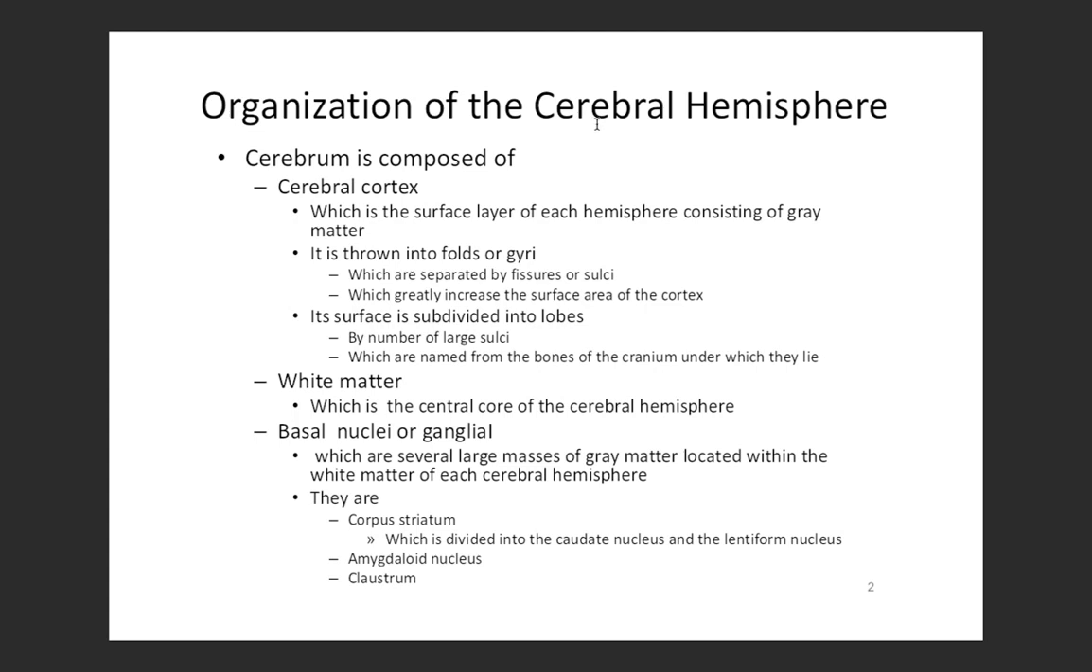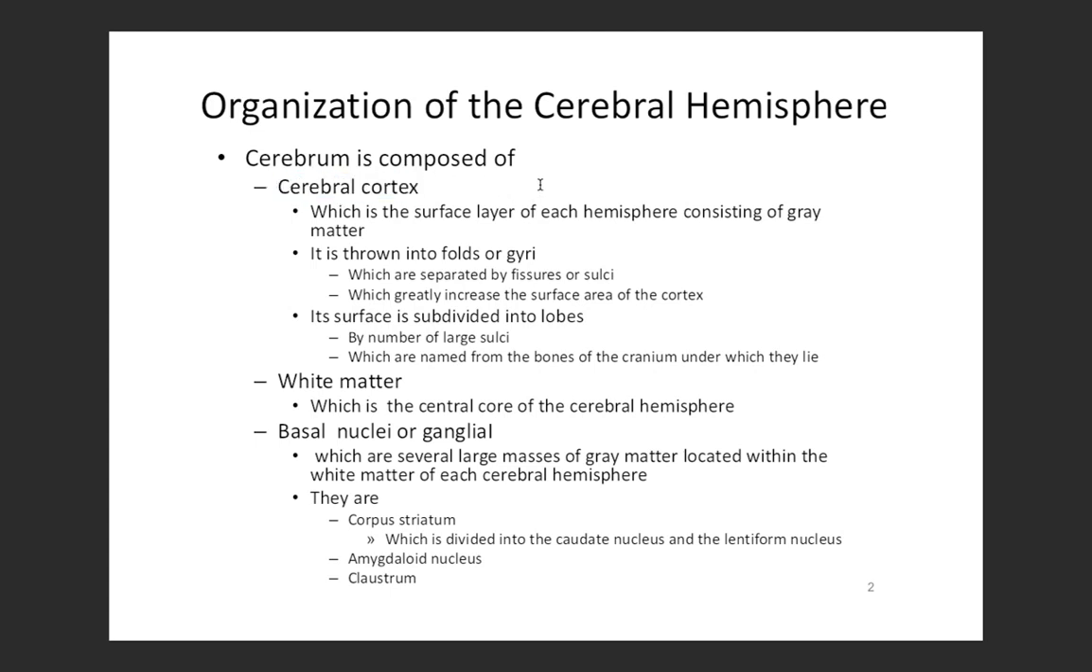Now the cerebrum itself is subdivided into right and left cerebral hemispheres. These cerebral hemispheres are separated by the longitudinal fissure, and as you know, we talked about the falx cerebri, another terminology for the longitudinal fissure in the meninges, in the second lecture. The hemispheres are connected by specific projections, which we will talk about in a moment. So let us talk about the organization of the cerebral hemisphere. The cerebrum is composed of the cerebral cortex.